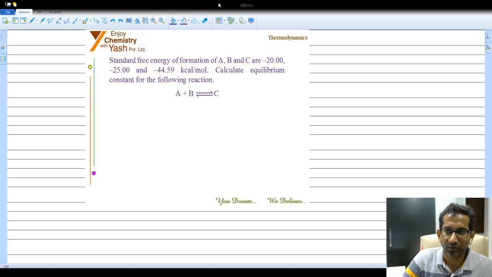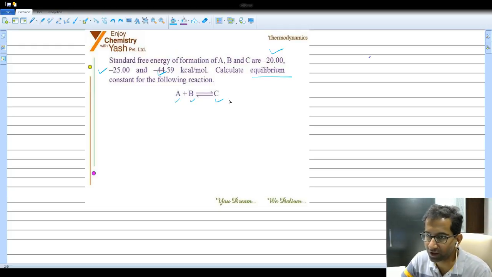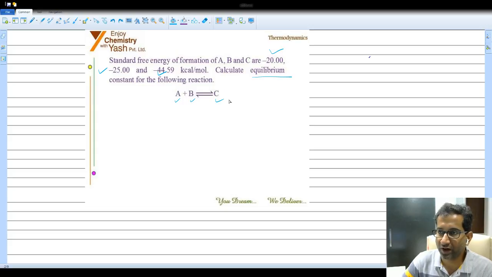So in this case, you can see the question has already given the values for A, B and C, and we have to calculate the equilibrium constant. It is not mentioned whether the substances are in a gaseous or aqueous state, so we will find just K and not mention any unit for this K. Why? Because we don't know whether it is Kc or Kp. So our first step is to find delta G0 of the reaction.